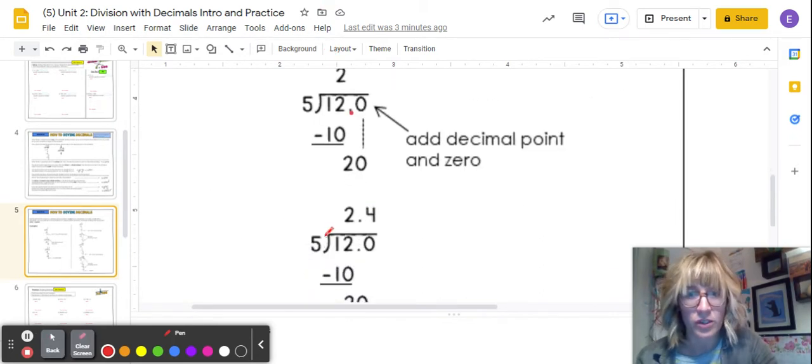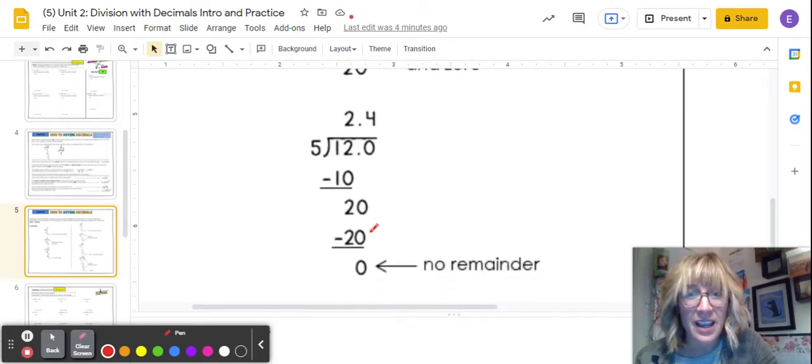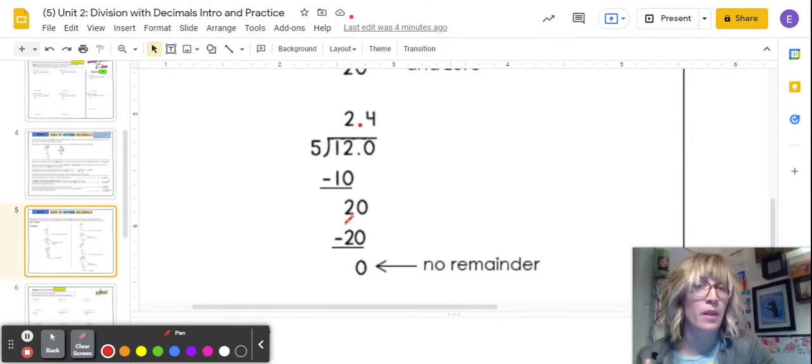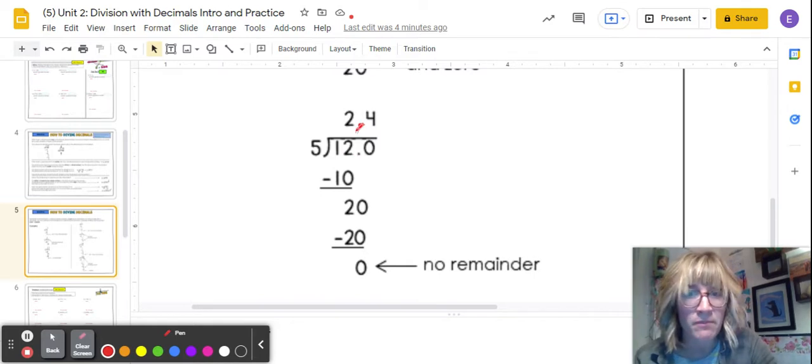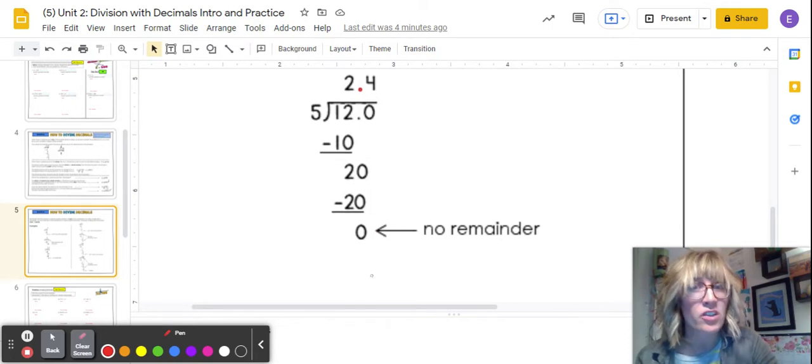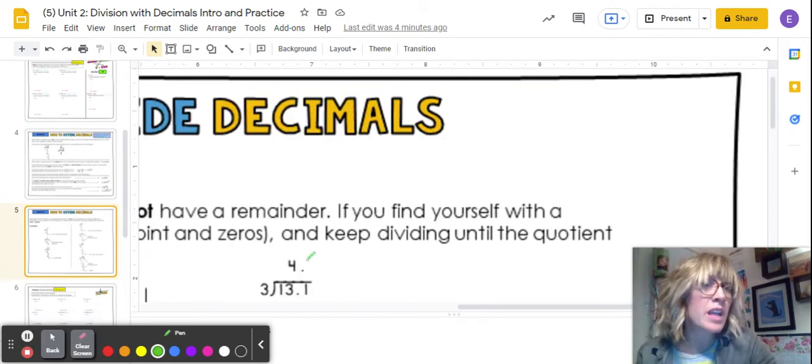I'm going to bring up my decimal point, so I can just pretend it's not there. You want to make sure it goes directly above where it started. Then how many times does 5 fit into 20? 4 whole times, exactly. 5 times 4 is 20. There's no remainder left over. So we're done. 12 divided by 5 is 2 and 4 tenths, or 2.4.